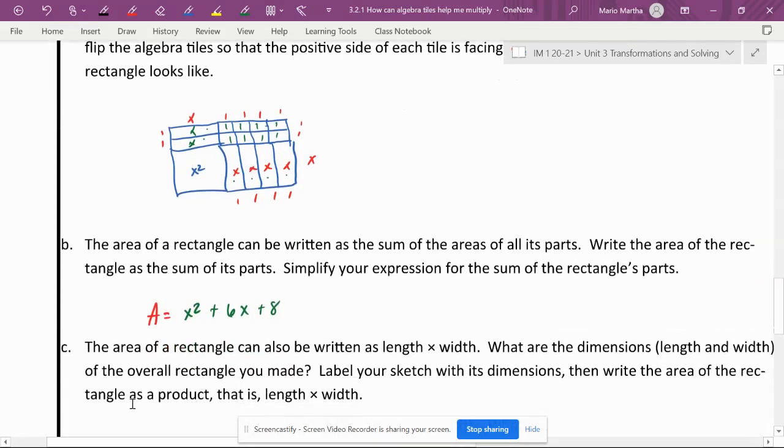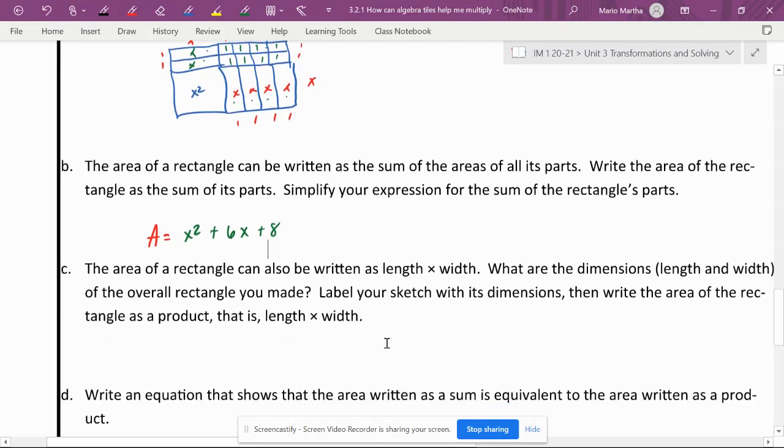All right. It says the area of the rectangle could also be written as length times width. What are the dimensions, length and width, of the overall rectangle? You may label your sketch with its dimensions and write the area of the rectangle as a product, right? So length times width would be the product. So the area is equal to the length times the width.